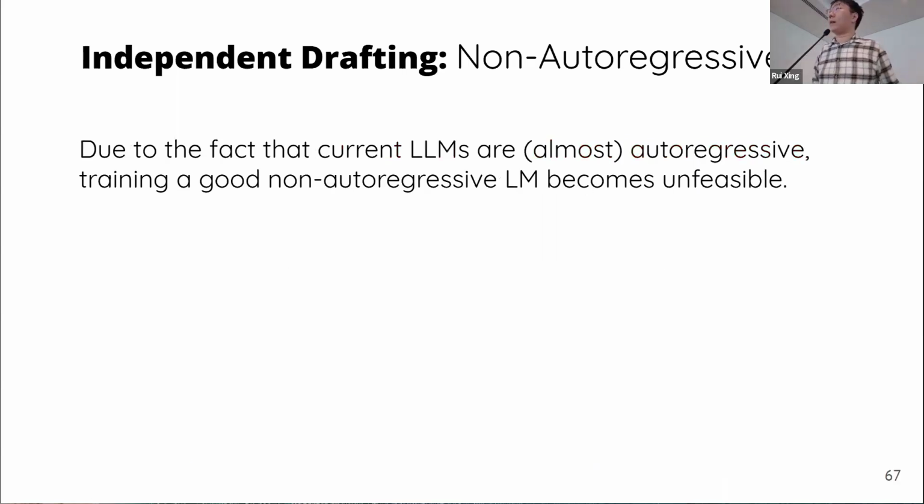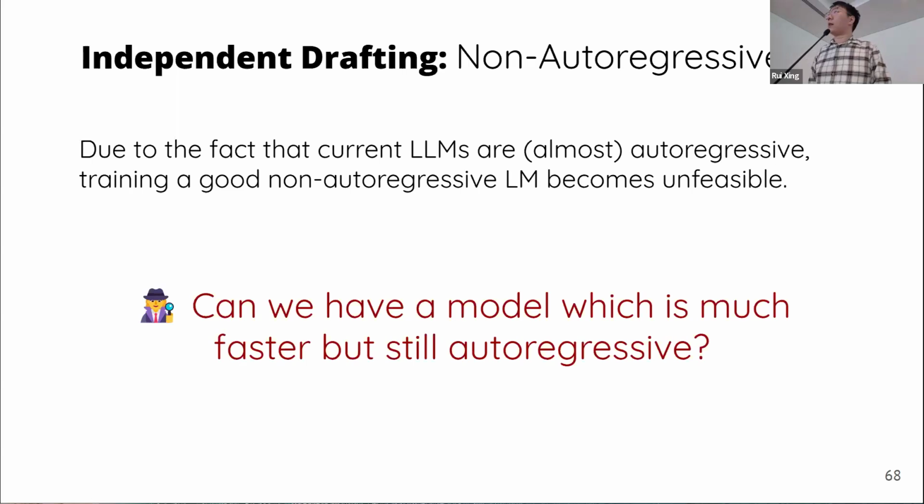Due to the fact that current language models are almost all autoregressive, you have to train a good non-autoregressive model to match the generation quality of the autoregressive model to become a very efficient drafter. It becomes unfeasible these days. So can we have a model which is much faster but still autoregressive? That's the core point of the follow-up works.